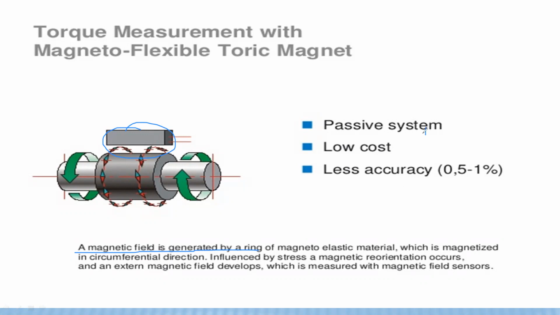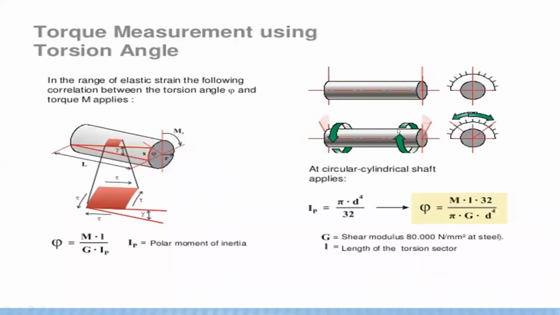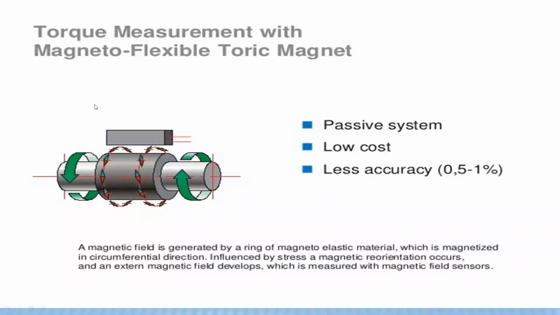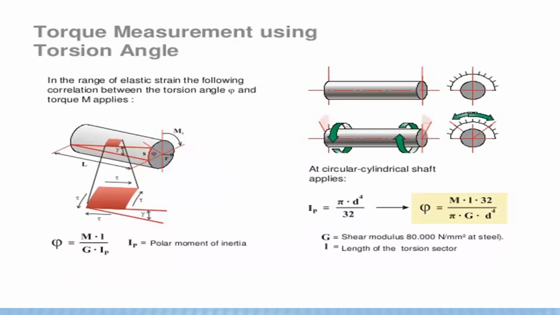It is a passive system, low cost, and less accuracy is obtained. Okay, these are the different properties of the magnetoelastic toroidal magnet. And next one, torque measurement using torsion angle. So how the angle should be placed and the measuring of torque by using different strain gauges in the range of elastic strain.